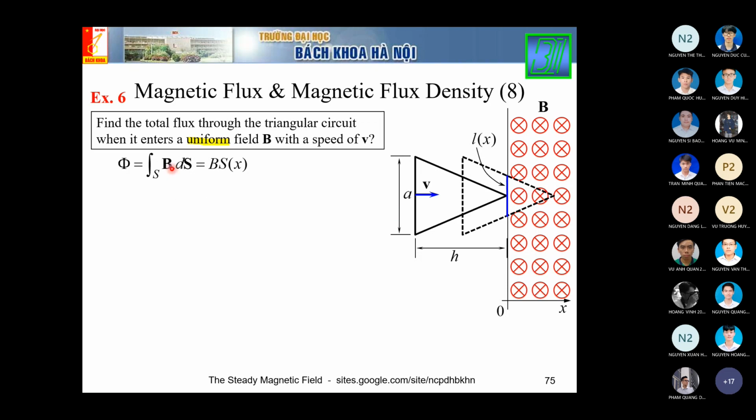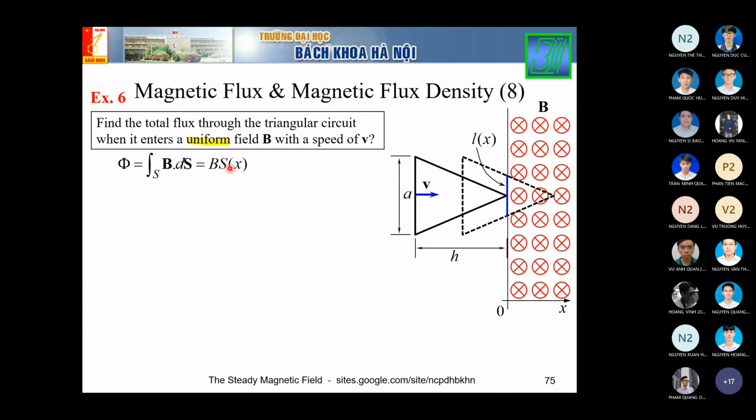Okay, we return to this one. Because B here is uniform, it is a constant. And then we can move this one to the exterior of the integration. And the remaining integration will be the integration of dS, which is S. So finally, we got this. Are you okay?